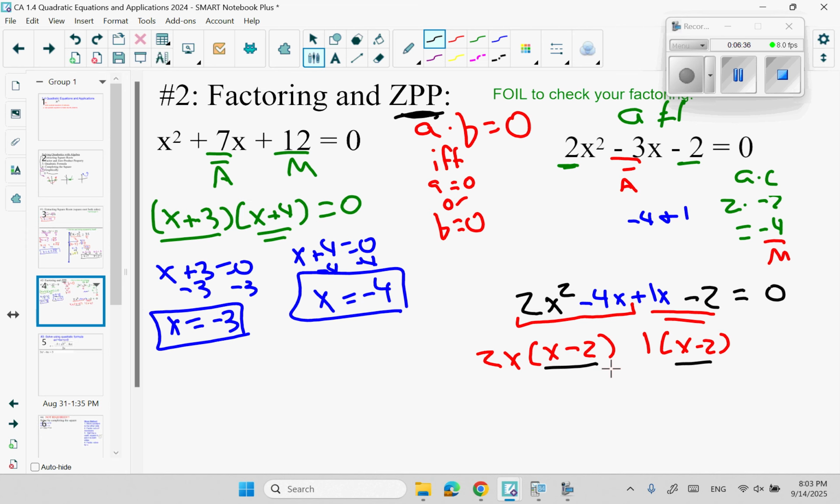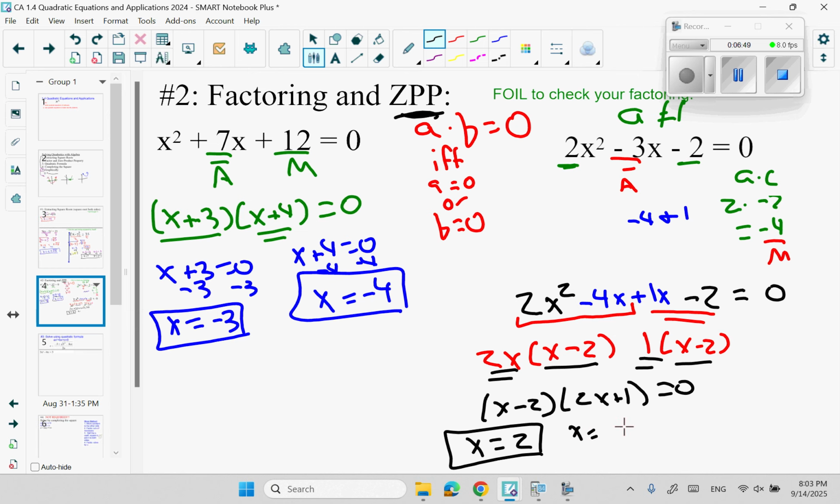So I get the matching pair, x minus 2, and the outside pair, 2x plus 1. And I could set both of those equal to 0. So we get x equals 2 after solving it, and x equals -1/2 after solving it. If you can't get the same matching pair right here, then they are not factorable, and that's okay.